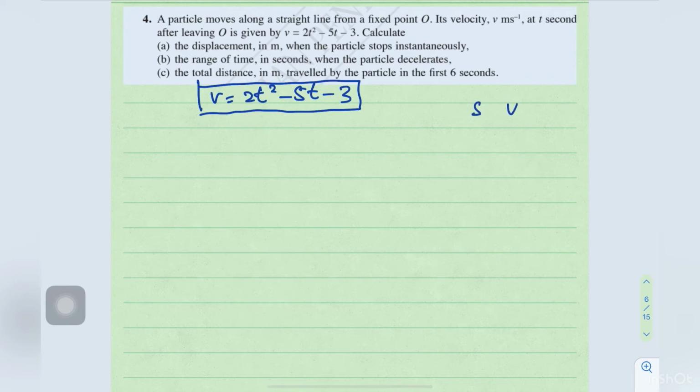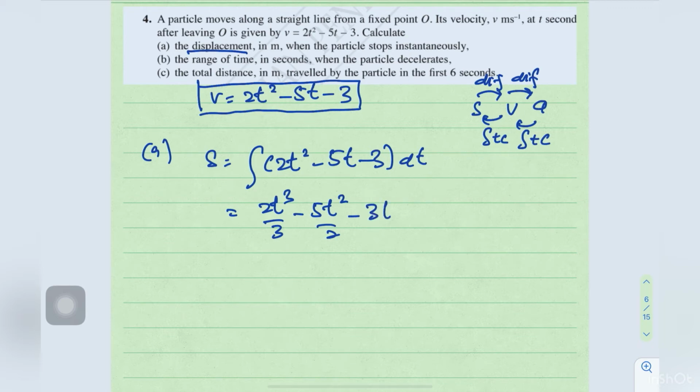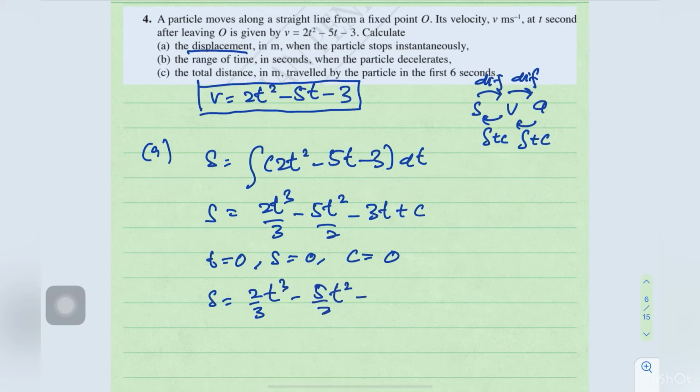So the relation between these three components: s to v, differentiate; v to a, differentiate; a to v, integrate; v to s, integrate. Now we are going to find displacement. From v to find displacement, integrate. So s equals the integral of 2t squared minus 5t minus 3, which is 2t cubed over 3 minus 5t squared over 2 minus 3t plus c. When t equals 0, s equals 0, c equals 0. So s equals 2 over 3 t cubed minus 5 over 2 t squared minus 3t.